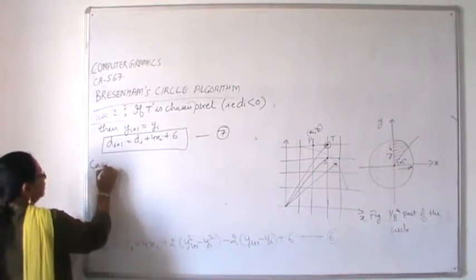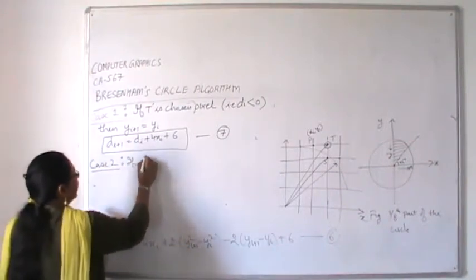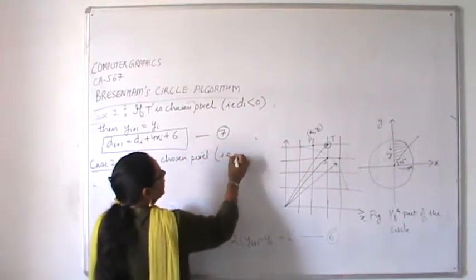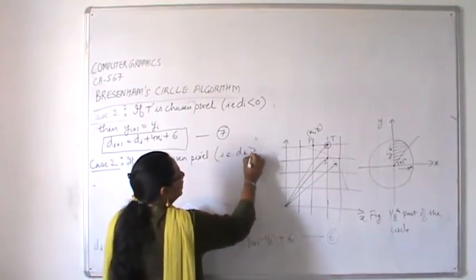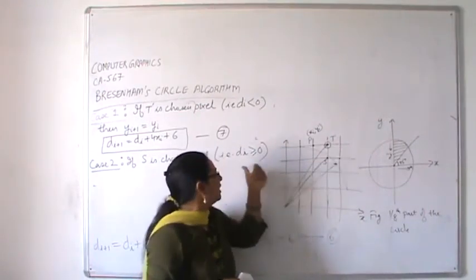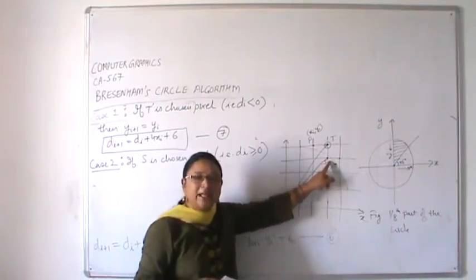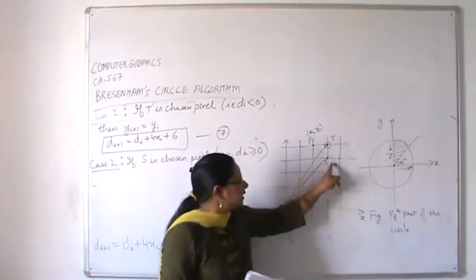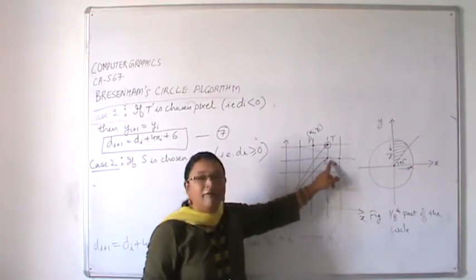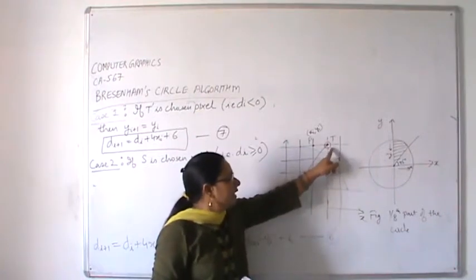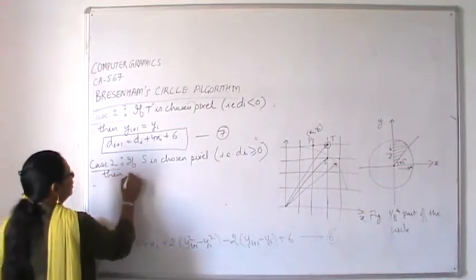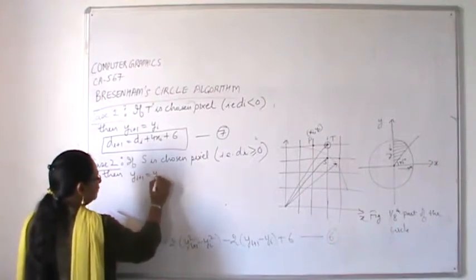Now case 2. Case 2 is if s is chosen. So the pixel chosen is s, that is when we will choose s when di is greater than or equal to 0. That means the distance of s is less than t, or we can say di is greater than or equal to 0. So the pixel s will be selected. In that case, when pixel s is selected, the value of y at the i+1 step will be yi - 1, because the value of y has been decreased by 1 unit. So y(i+1) = yi - 1.